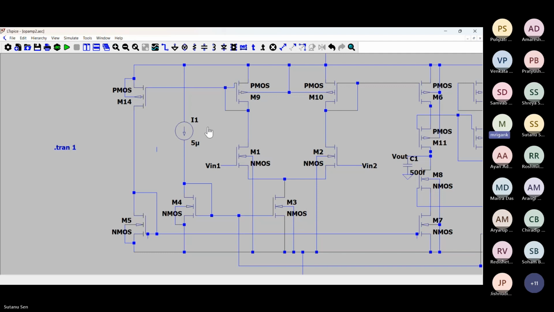Is that clear to everyone? Are you able to understand the issue? So this is because of channel length modulation faced by M6 and maybe a larger channel length modulation parameter. Is this point clear?